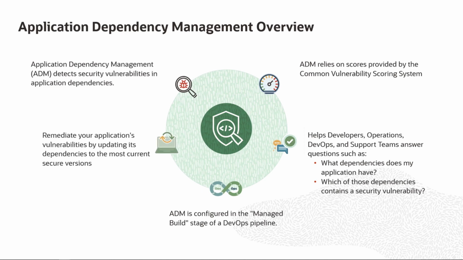Once ADM has identified vulnerabilities in your application dependencies, it is important to take action to remediate them. One way to do this is by updating your dependencies to the most current secure versions. By keeping your dependencies up to date, you can ensure that your application is running on the most secure and reliable code possible, which reduces the risk of security breaches and any other issues.